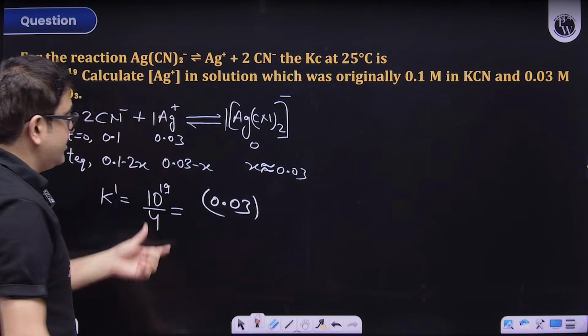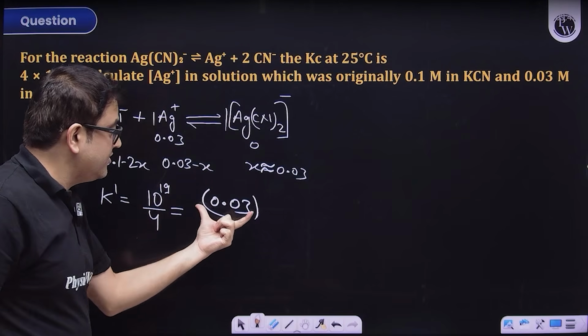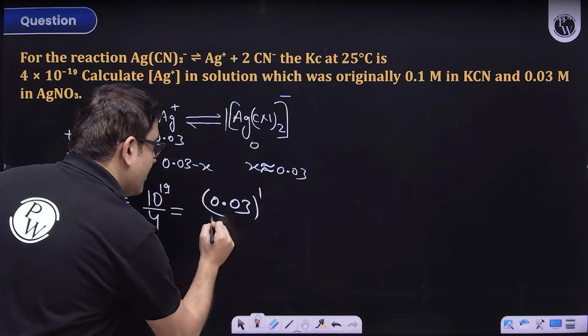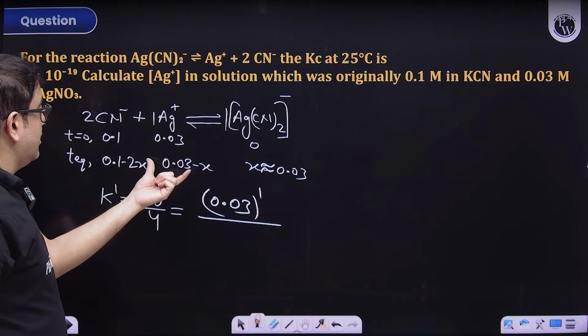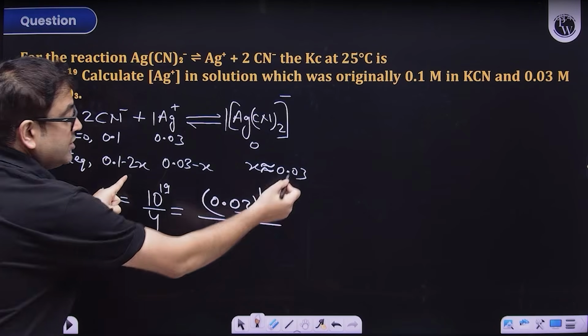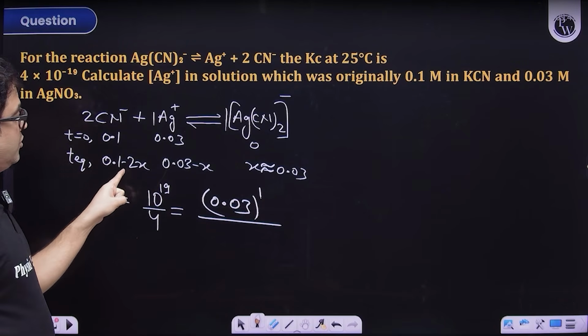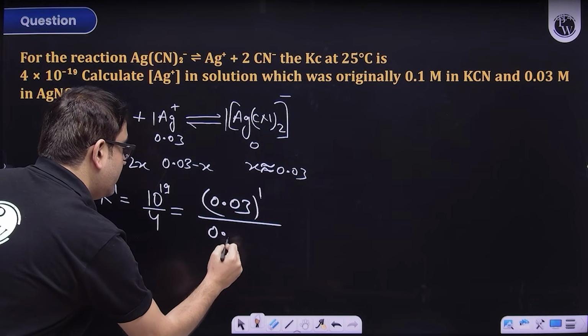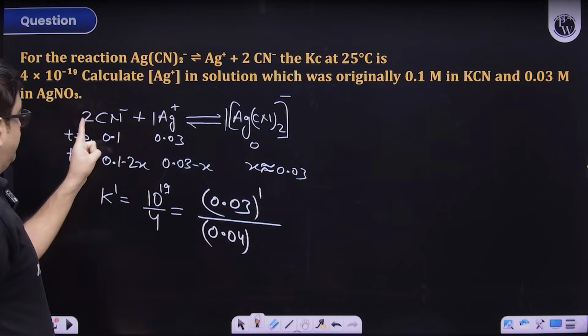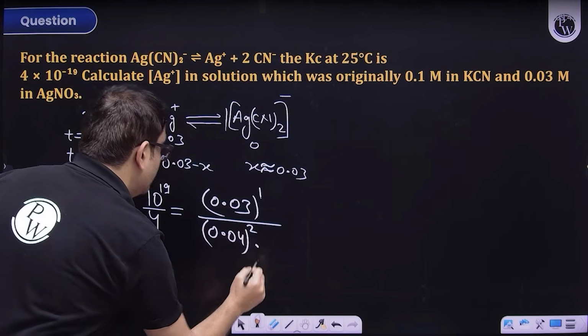Raised to the power, because this K will be the concentration of product. So this is the concentration of product raised to the power 1 upon the concentration of reactants. What are the concentrations of reactants? Sir, 0.1 minus x we know. So 2 into 0.03 is 0.06. So how much will be remaining? Sir, 0.04, raised to the power 2 into Ag plus.